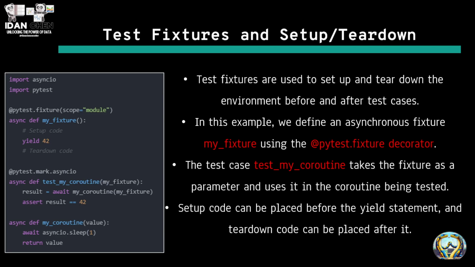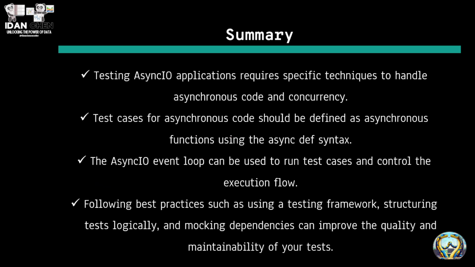So we have myCoroutine. The myCoroutine sleeps for 1 second and returns the value that it gets. We have the fixture on the scope of the module that yields the 42, and we also have the test myCoroutine. If you're not familiar with setup and teardown, that's totally fine. It's not the focus of the lesson.